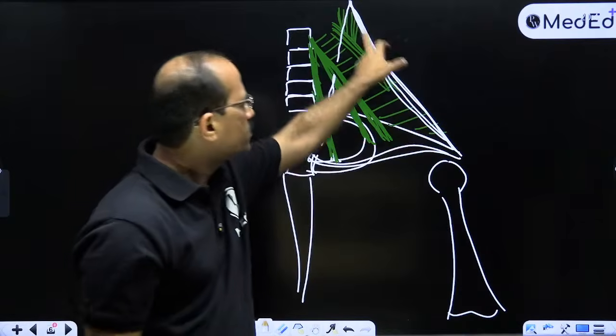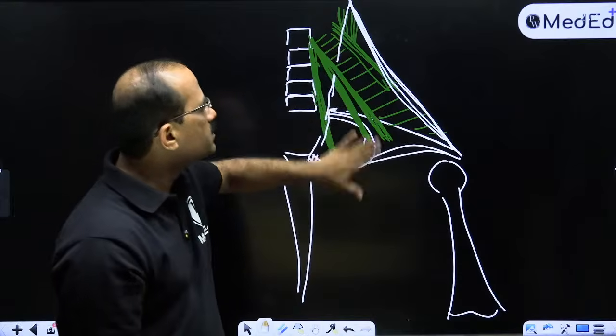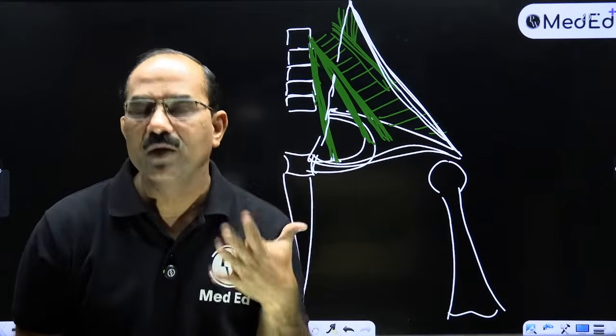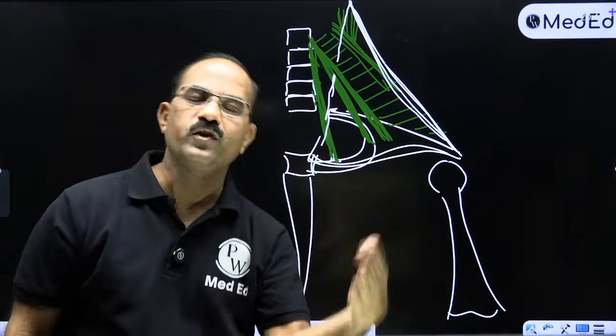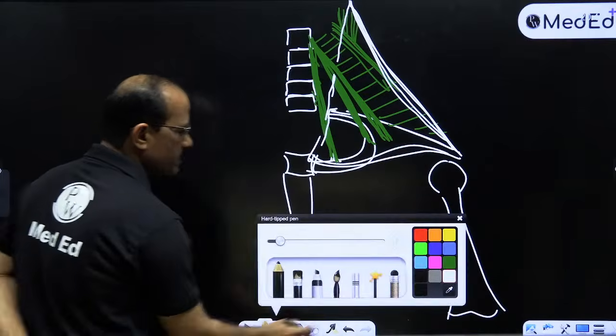Same hai. Trapezius, sternocleidomastoid, clavicle, that's the posterior triangle. These muscles are going to form the floor of the posterior triangle. All these muscles are covered by the prevertebral fascia. Perfect. Right. Now just try to understand this.